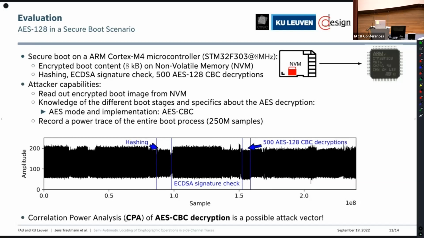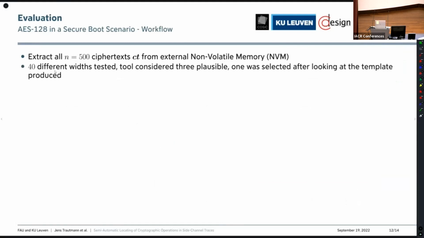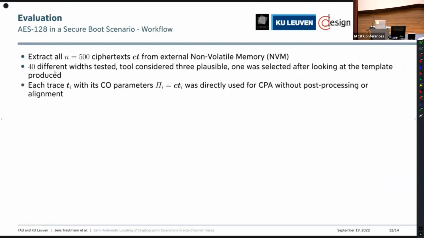And of course, we can use CPA to attack this, but for this, we need to know exactly where those 500 AES decryptions take place in order to align them. And we wanted to use the tool for that, so we gave the trace to the tool, and we extracted all of the 500 ciphertexts from the non-volatile memory. We then evaluated 40 different widths, and the tool considered 3 as plausible, and we can select one after looking at the template that the tool produced and also at the found starting points.